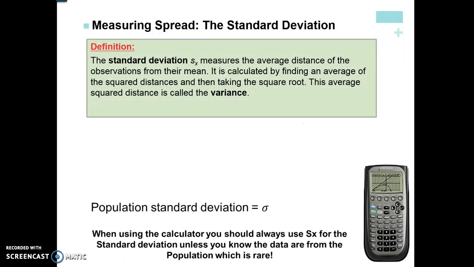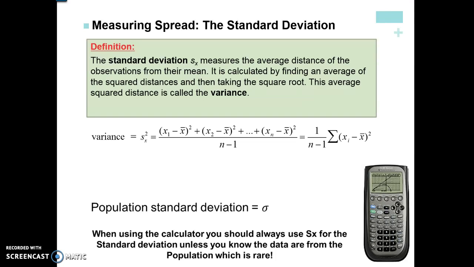The standard deviation measures the average distance from the mean. Remember, it's always calculated by finding the average of the squared distances and then taking the square root. That average was the variance. We literally use the variance just to find the standard deviation.